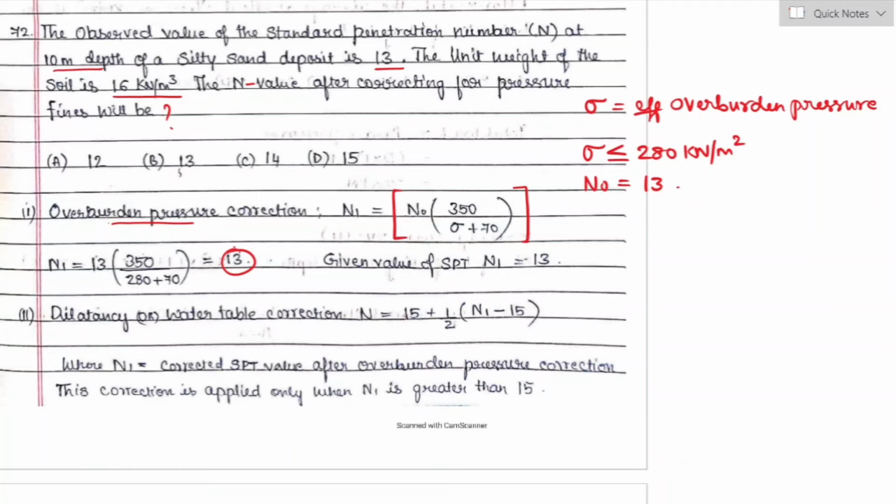Next, applying the dilatancy or water table correction, N is equal to 15 plus half times N1 minus 15, where N1 is the overburden pressure correction.